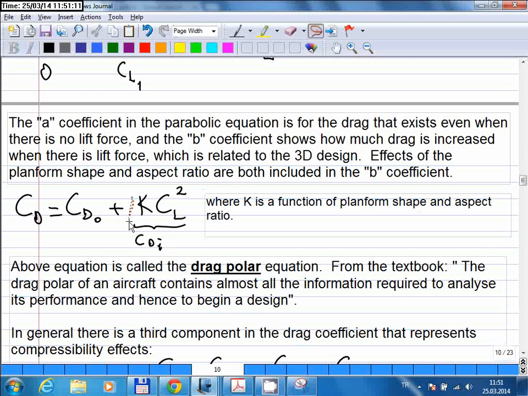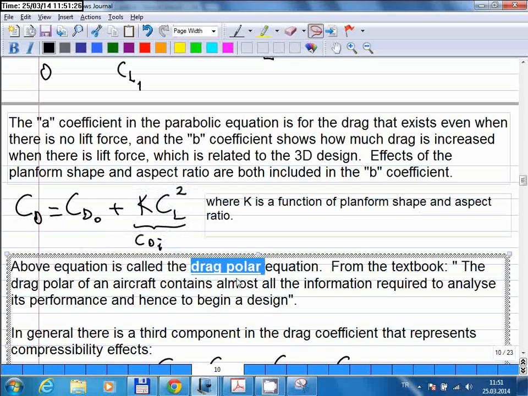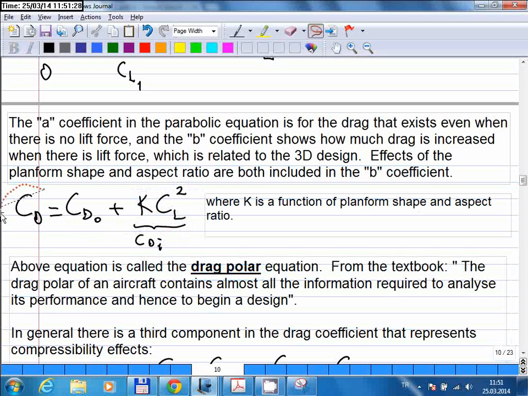So this part is the induced drag coefficient, CDi. That depends on the lift coefficient and the aircraft design, and the aircraft design is included in this K number. So this equation is called the drag polar equation. The equation that relates the drag coefficient to the lift coefficient is called the drag polar equation, and it is in the form of a parabola. You can use this for our calculations in this course.